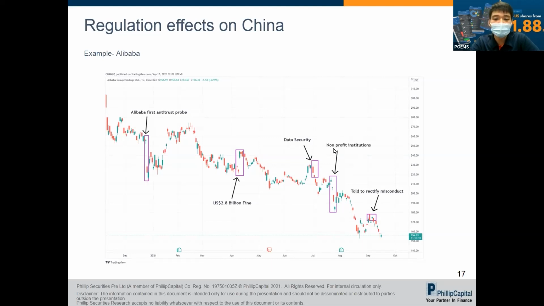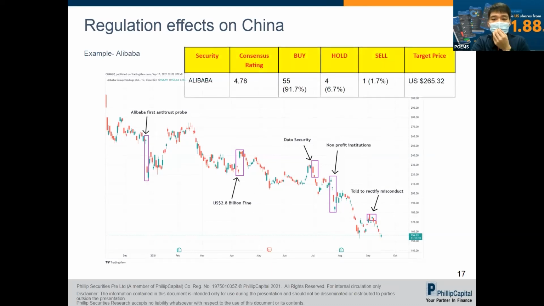So you can see that whenever there's a regulatory issue in China, investors react negatively. When we look at this, as Jonah mentioned just now, from the Bloomberg analyst consensus rating, there's still a strong buy for Alibaba, and the target price is around 265.